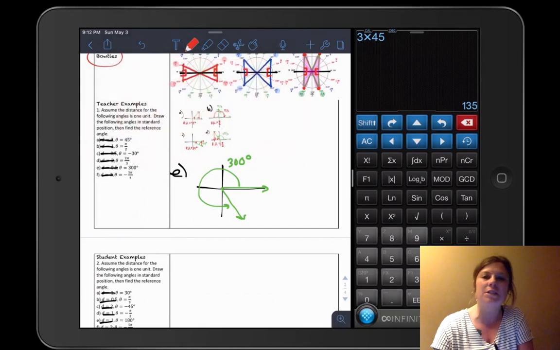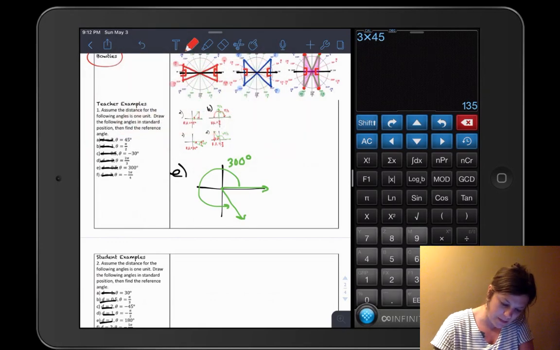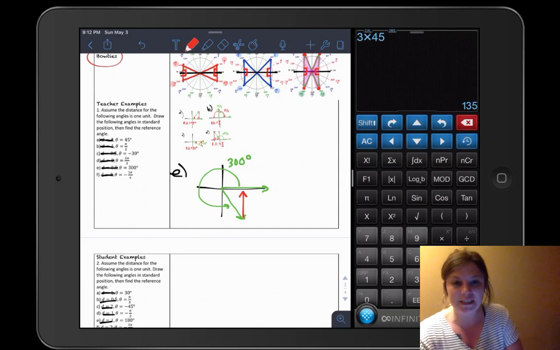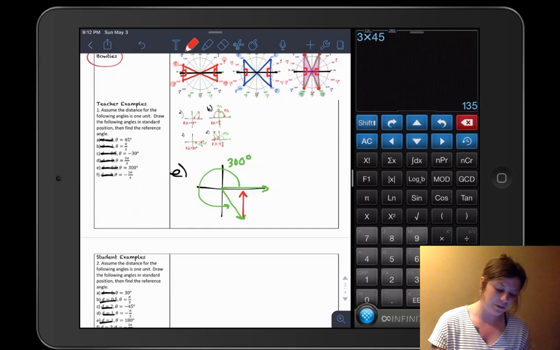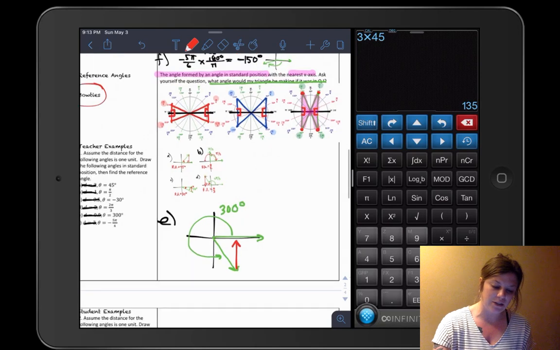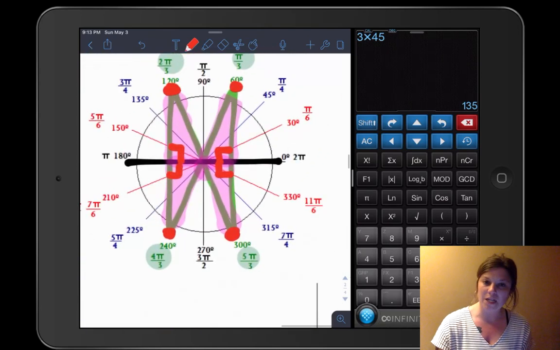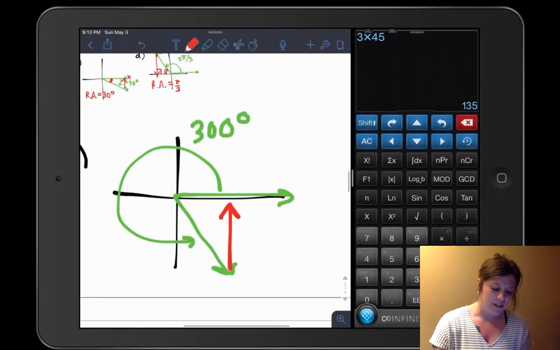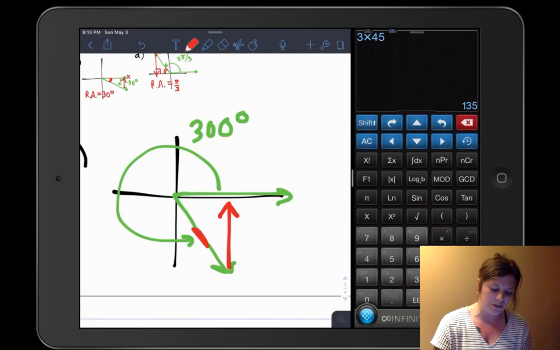And my question is, what is the amount that it takes me to get back to the closest x-axis? Again, a couple different ways to look at this. I could look at my bow tie reference. Here's my 300, right? So if I look into quadrant 1, I see it's 60 degrees. That's my reference angle.